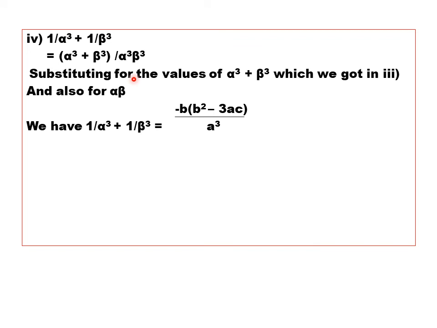For alpha cube plus beta cube we put minus b into b squared minus 3ac divided by a cube, divided by, for alpha beta we substitute c by a, so alpha cube beta cube equal to c by a the whole cube. So 1 by alpha cube plus 1 by beta cube is equal to minus b into b squared minus 3ac by a cube whole divided by c by a the whole cube.